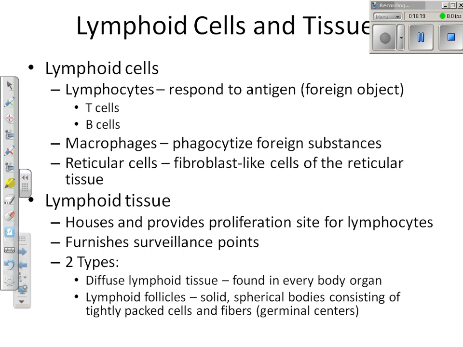Fibroblasts, remember fibroblasts make the fibers, so they make the reticular fibers. They're found in there, and that's what they do. If you'll remember looking at reticular tissue, we would see the fibers, and we saw little nuclei, and that was the fibroblasts that made those fibers. Lymphoid tissue is basically a site of proliferation for lymphocytes. So that's where these lymphocytes are really proliferating.